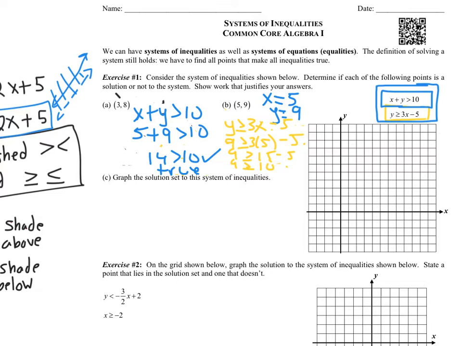Okay, so I substituted in my two variables and I got that 9 was greater than or equal to 10, but we know that is not true. So if I were to plug in the coordinate 5, 9 to my second inequality, I knew that would hold false. So it's not true, or false.